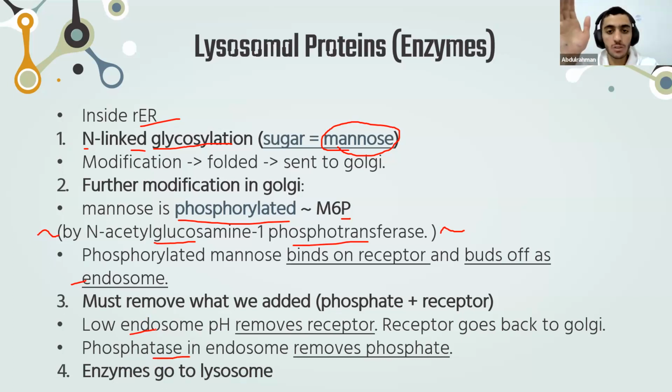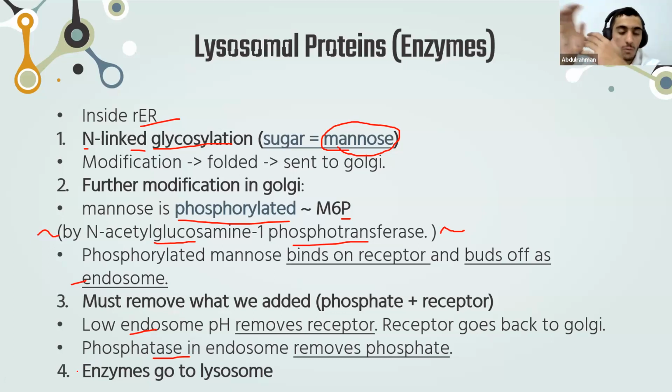However, the mannose is basically allowing our lysosomal proteins to survive in this low pH, right? So mannose allows them to survive. And with that being said, the enzymes will go to the lysosome, or like some references would say, this endosome is now going to become the lysosome.